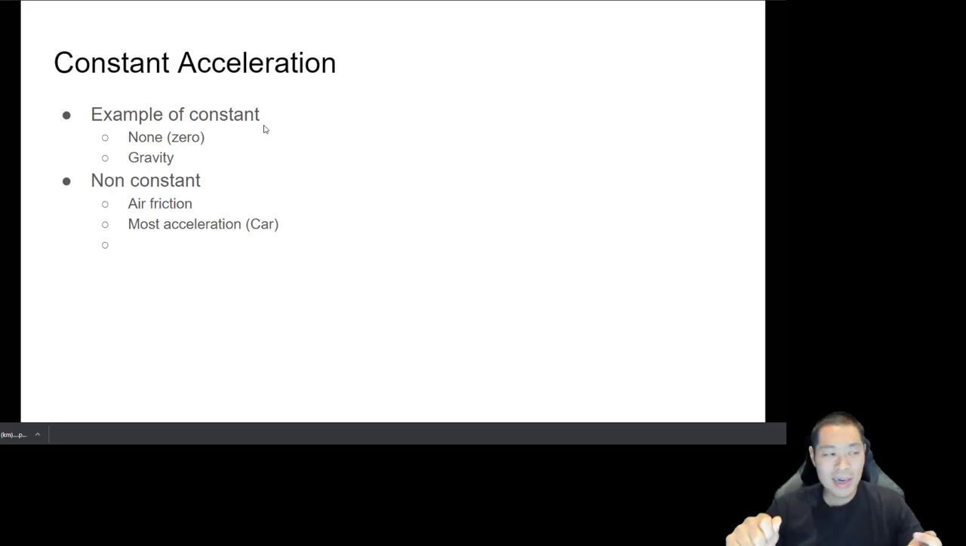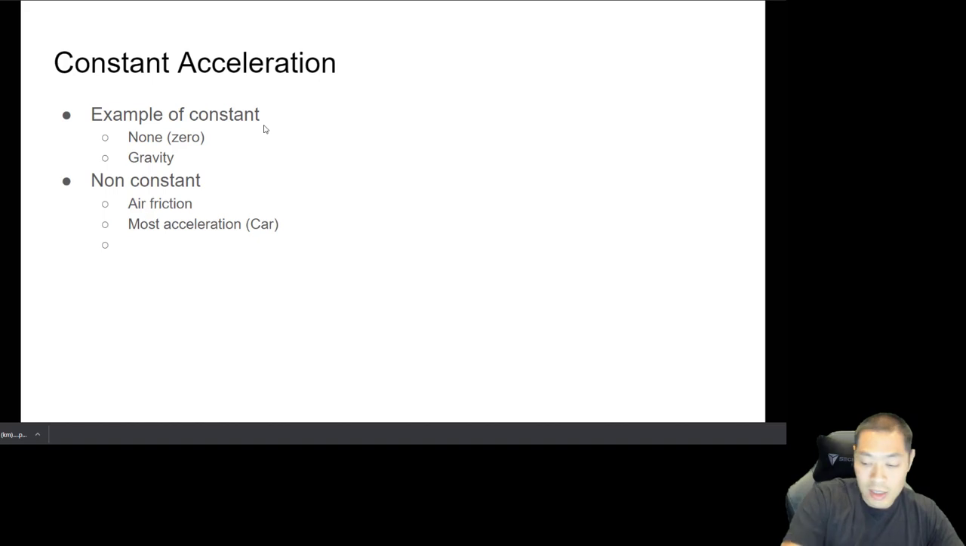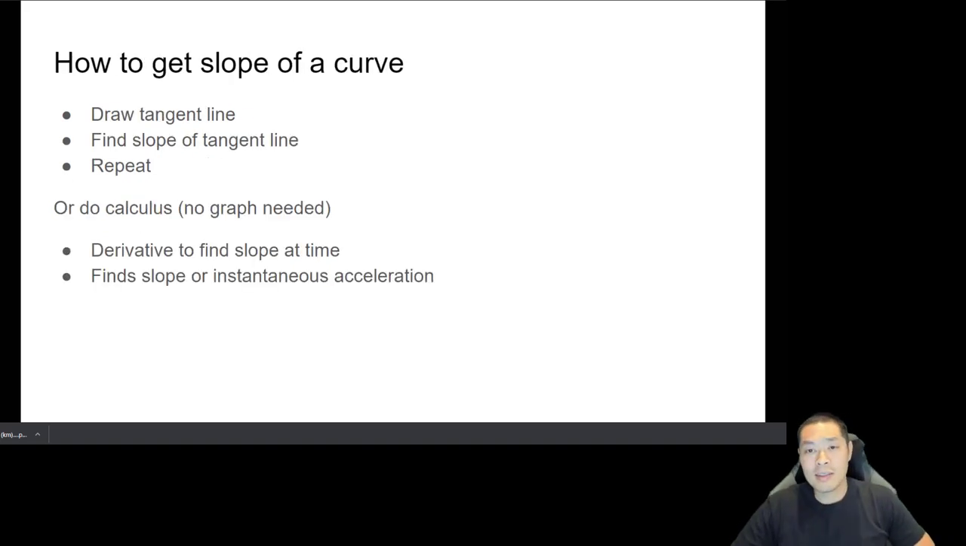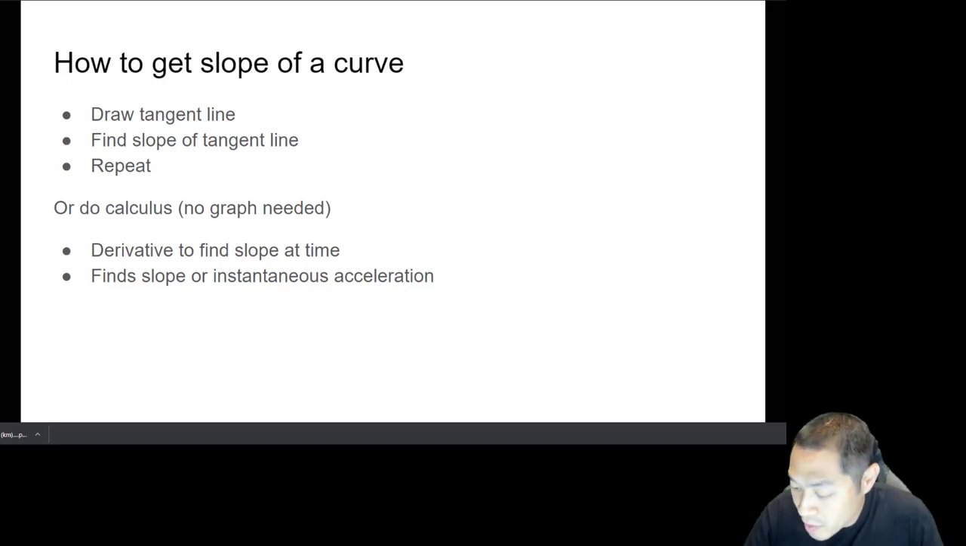But we're usually going to stick with constant, because, like I said before, if it's changing, we're going to have to deal with calculus. We're not going to deal with calculus in this class. So everything's going to be constant for us. So how do we get the slope of a curve? The slope of a line is pretty easy because it's just one slope. But if you have a curve, that single slope doesn't do it justice. So what we want to do is find the slope of a tangent and repeat.